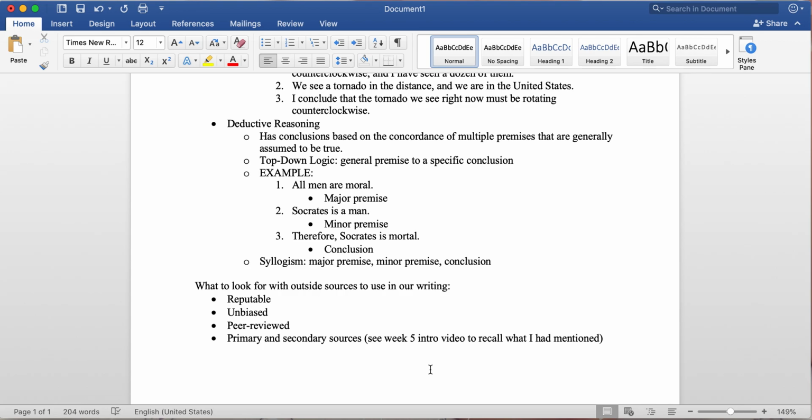So when we talk about our argumentative papers, what we need to do, again, is hope to change the mind of the reader or convince them to be more open-minded, and we need to make sure that we pull in the right sources.